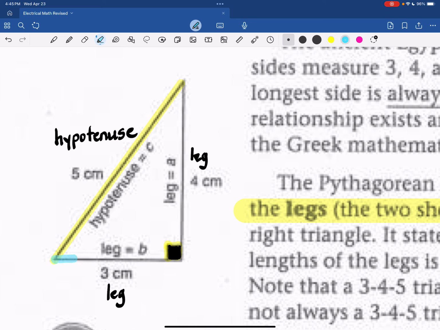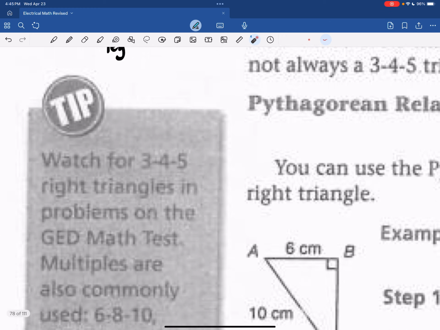This is a leg. And a little bit down the line, we will learn some special names for these sides as well. But for today, we're just talking about hypotenuse. So your triangle has two legs, and they're attached to the right angle. And then the side across from the right angle is the hypotenuse. You need to know those terms very well. So let's take a look at this little tip right here.